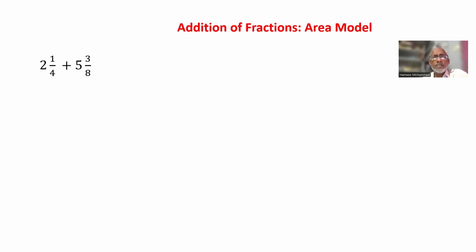So let's go with this one. 2 1/4 plus 5 3/8, right? There are different ways to do it. One way is you can work out the wholes first. So we have 2 units and 5 units will give us 7 units. And then we have 1/4 plus 3/8. And there are different ways to do this.